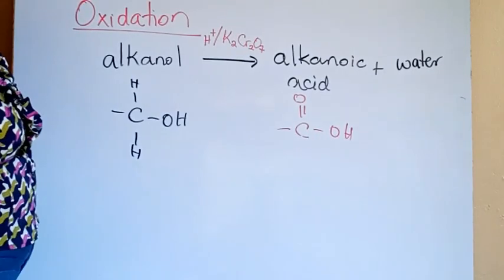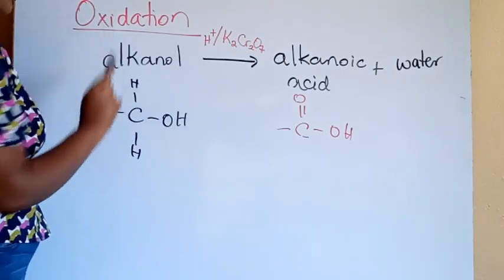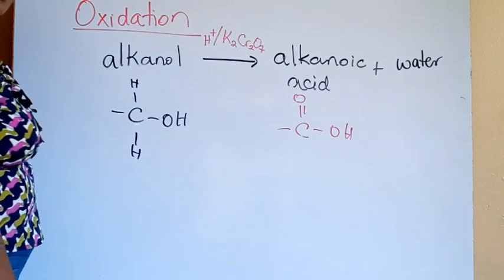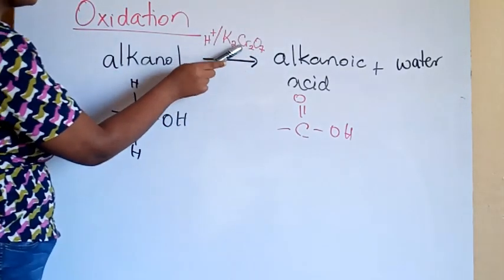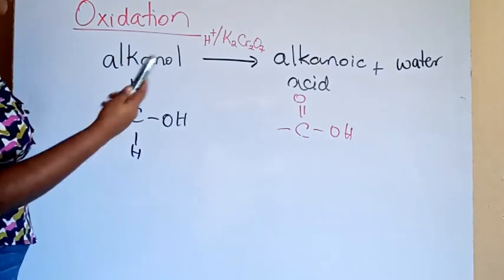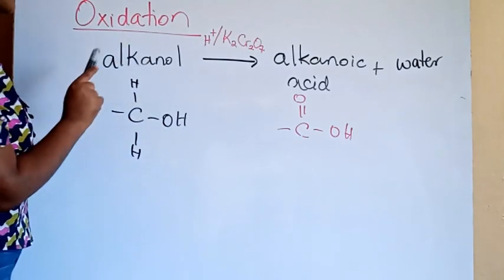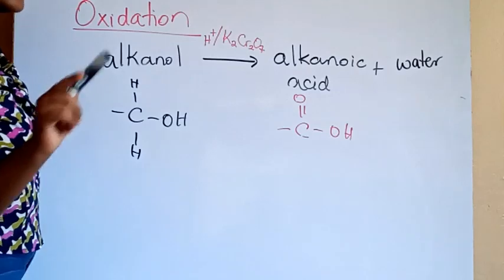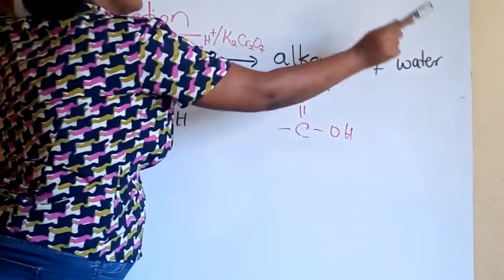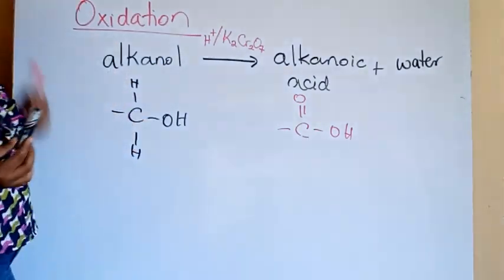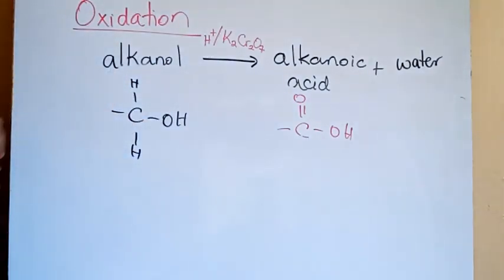So the next reaction we want to look at is oxidation. We are going to use an oxidizing agent such as potassium dichromate, acidified potassium dichromate, to carry out this oxidation reaction. So in an oxidation reaction, an alkanol is converted to a carboxylic acid and water. Now, how do we come by this?